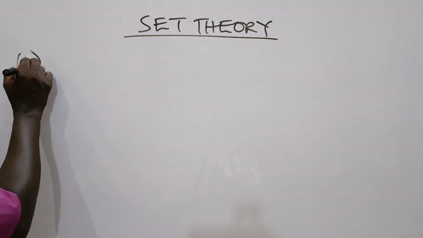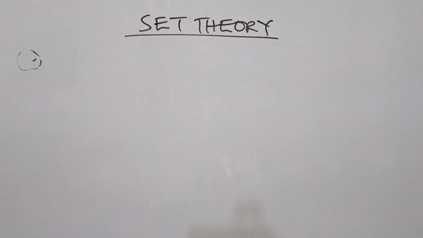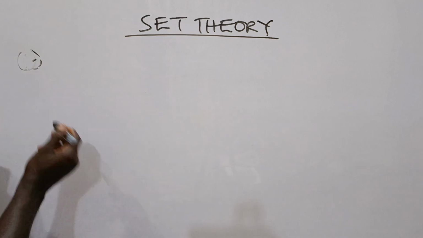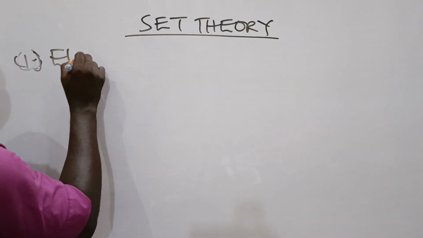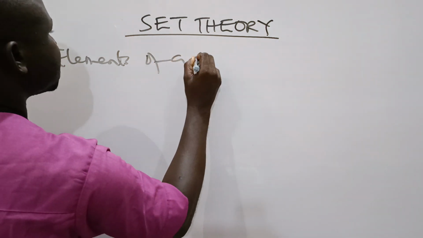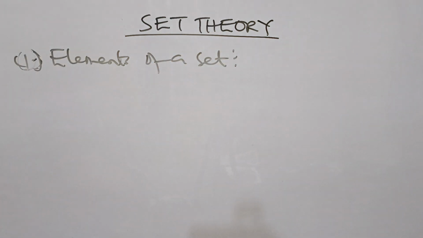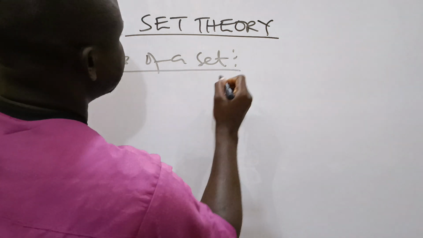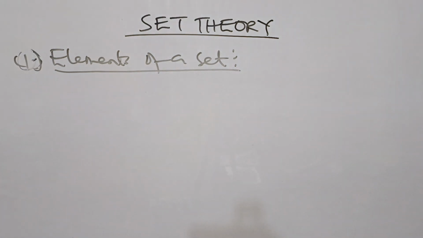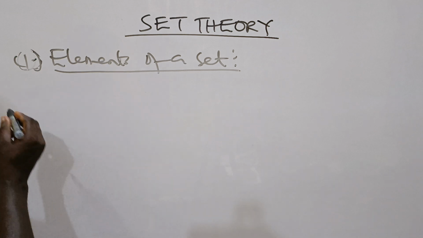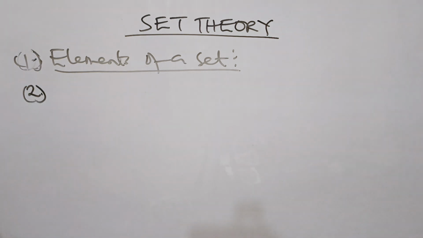So the first one that we are going to define today is called the element of a set. So what do we mean by the element of a set? The members of a set are often called the elements of that set. So if you have a set, all the list that we have in that set, the members of that set are often called the elements of the set.